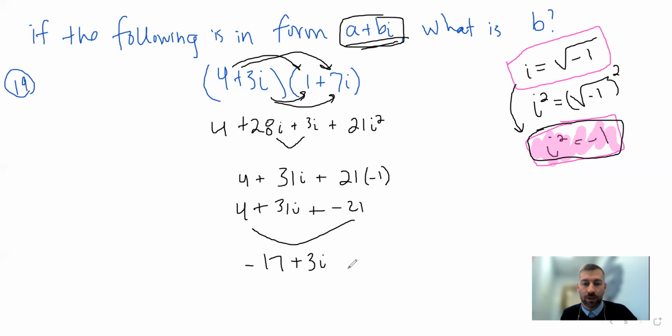All of that was just to be done so that I have a regular number and a number with an i on it. And if I compare this to what they want, a plus bi, there's my a, my regular number, plus bi, there's my bi. And so if I think about which one is a and which one is bi, there's a, there's b. So what's the b value? b is 3.